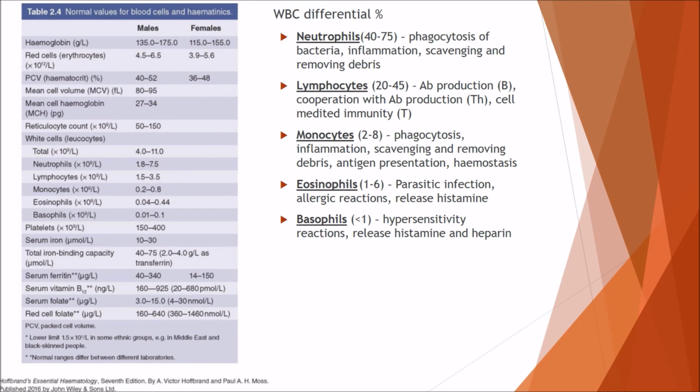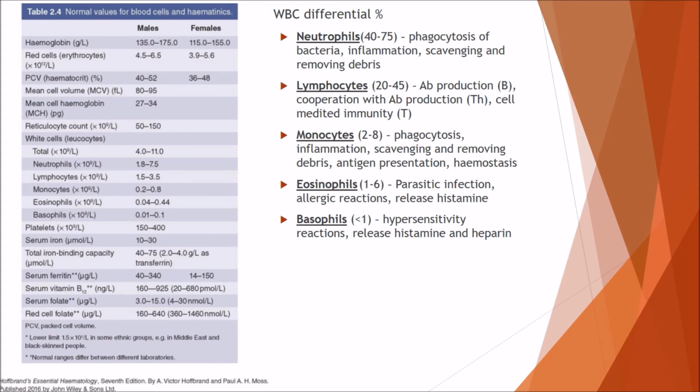Okay, so then you've also got lymphocytes. So you roughly have 20 to 45% within your blood system. And these are important for antibody production, so that's when your B cells mature into plasma cells to release antibodies. They can also cooperate with antibody production, so that's like your T helper cells. And then also you've got cell-mediated immunity, so destruction of cells. That can be for viral immunity or destruction of cancer cells.